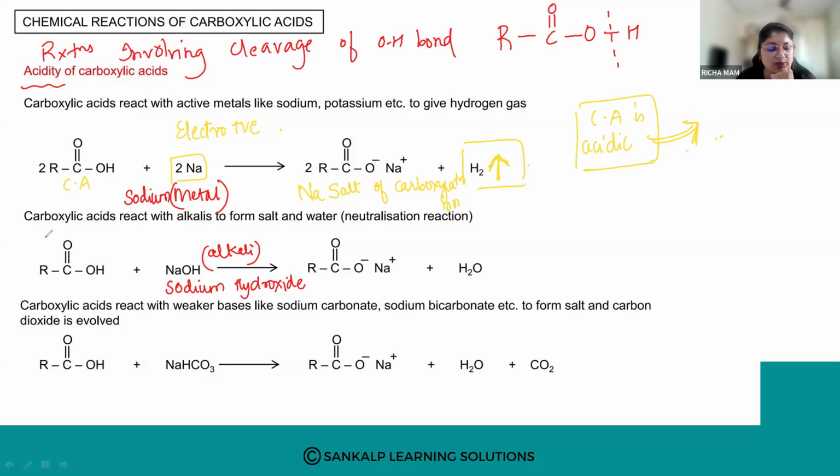Second, when carboxylic acid reacts with alkalis like NaOH, again we get the sodium salt of the carboxylate. Na plus will combine with O minus, giving RC double bond O minus Na plus, and H plus will combine with OH minus, and you are going to get water. So your byproduct is water.